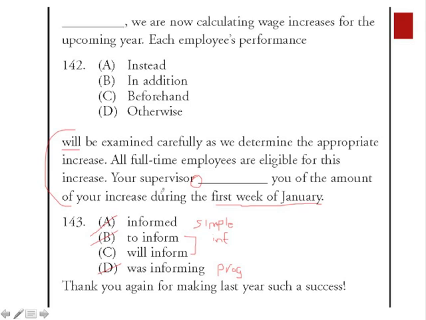Well, let's try C in the blank and see if we think it works. Your supervisor will inform you of the amount of your increase during the first week of January. So as I go back for a moment, I see that our performance will be examined. We are eligible for this increase, but we will be informed of this at some point in the future. So in this case, it appears that C is going to be the correct answer.